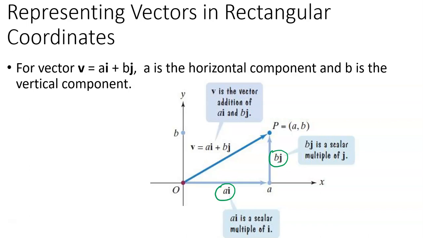ai is a scalar multiple of i. So if it was the vector 3, 4, then you went 3 times in the i direction and 4 times in the j direction. The vector itself is the one in dark blue. That's the addition of ai and bj. Right? a units in the horizontal direction, b units in the vertical direction.